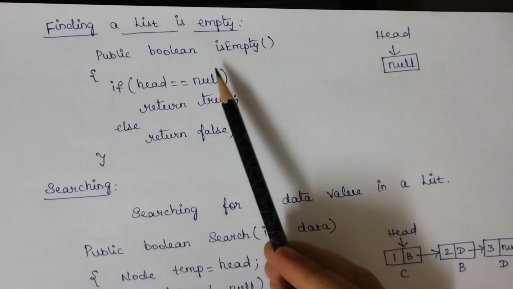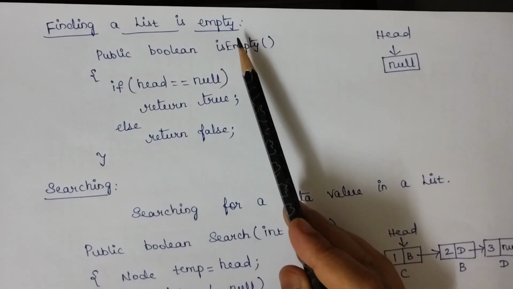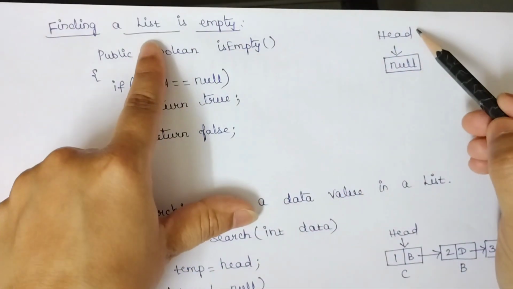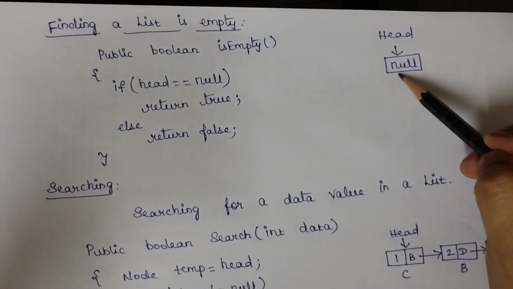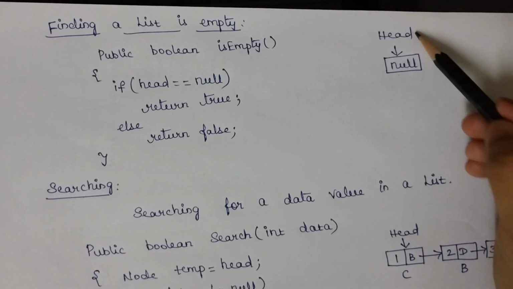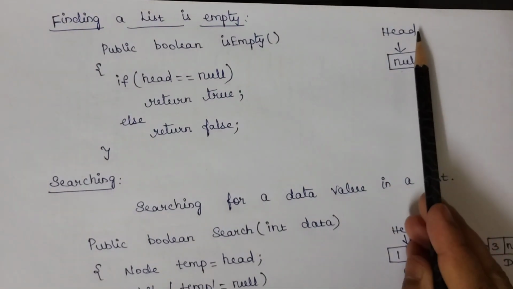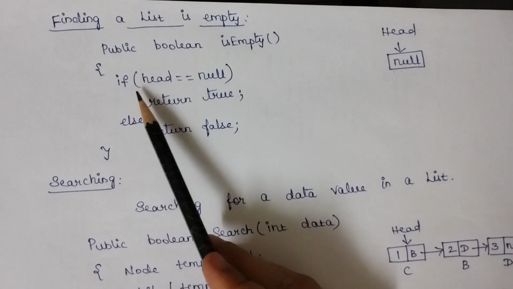And the next operation is finding whether a list is empty. In order to find whether a list is empty, you need to check a simple condition, because whenever your list is empty, head will always be pointing to null. That is what we assign in the starting itself. We assign head as null in the starting in order to indicate that your list is empty. So when the head is pointing to null, then you can say your list is empty. The same condition you are going to check here.